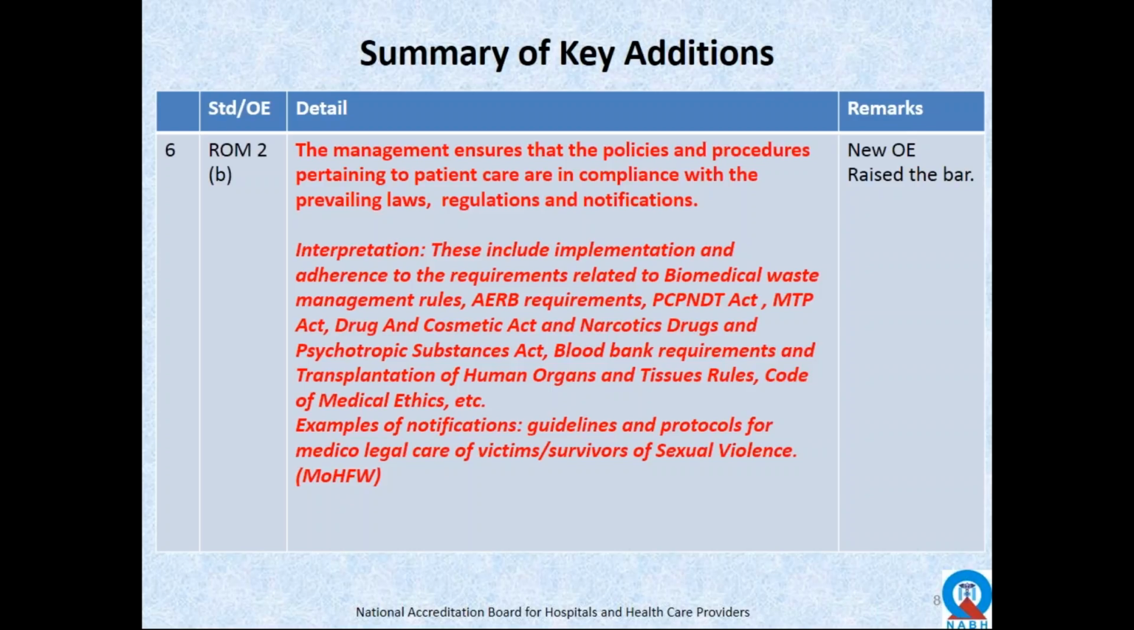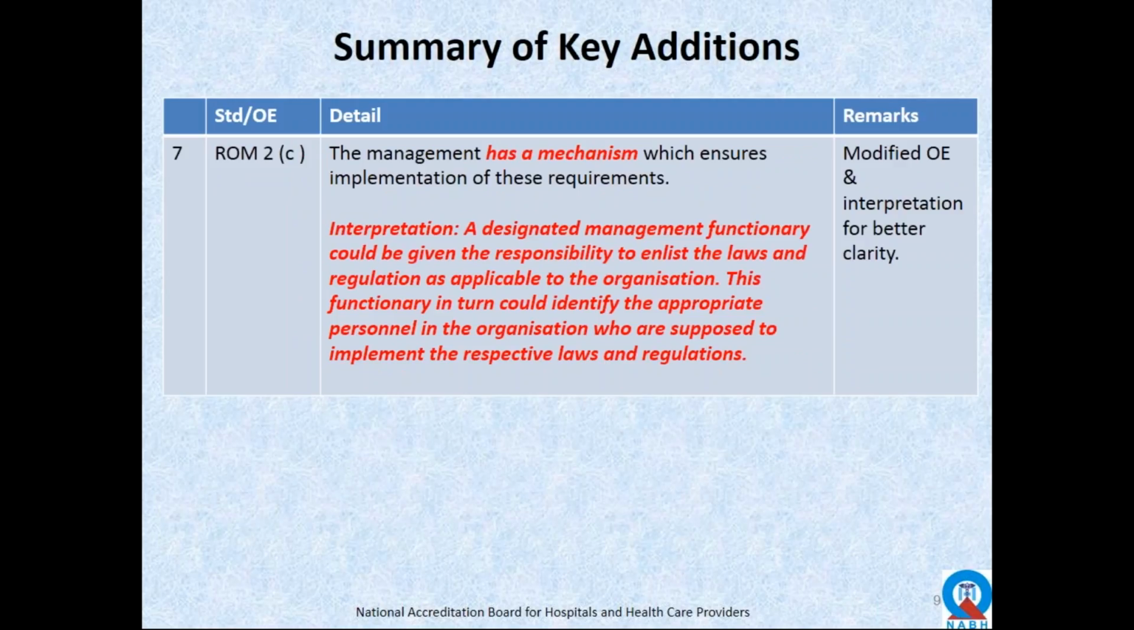We now come to the seventh point, that is the ROM2C element, where it states that the management has a mechanism which ensures implementation of these requirements. In other words, this modified objective element and notification requires that there be a process in the organization which ensures implementation of the legal requirements, which includes having a designated management functionary, a person who is dedicated for doing this work and who has identified certain other people in the organization who can work with him towards implementation of the respective laws and regulations.